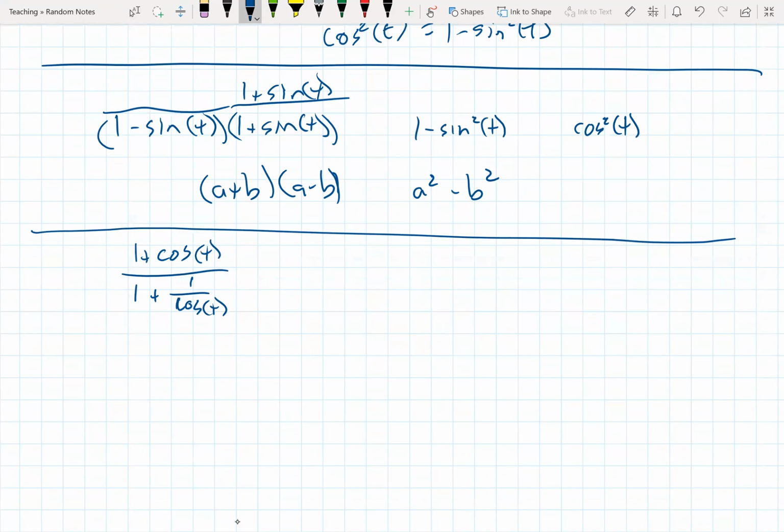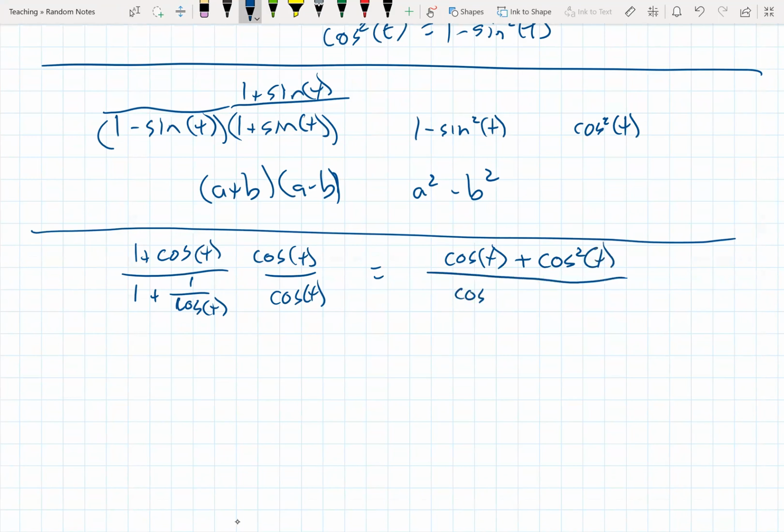Let's see here. What I might try doing is just what I did last time. I could try multiplying top and bottom by cosine of t. And on top, I distribute it. I get cosine of t times 1 is cosine of t, and cosine of t times cosine of t is cosine squared of t. And on the bottom, I get cosine of t times 1 is cosine of t, plus, when I multiply it by its reciprocal, 1.